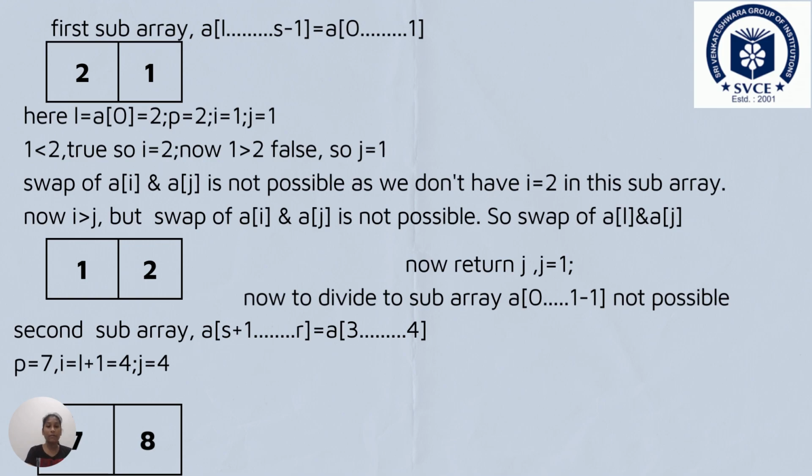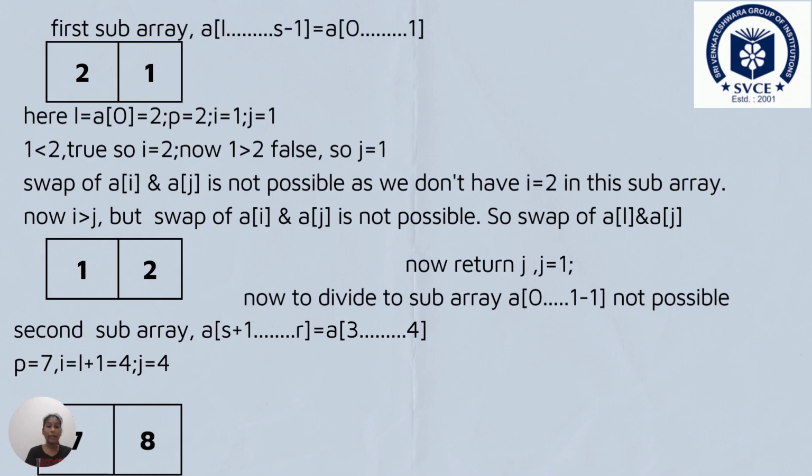Swapping A of I and A of J is not possible because at I equal to 2 we don't have any element. Now, is I greater than J? What is I? I is 2. 2 is greater than 1. Yes, it is true, so we will swap A of L and A of J. Now return J. What is our J? Our J is 1.